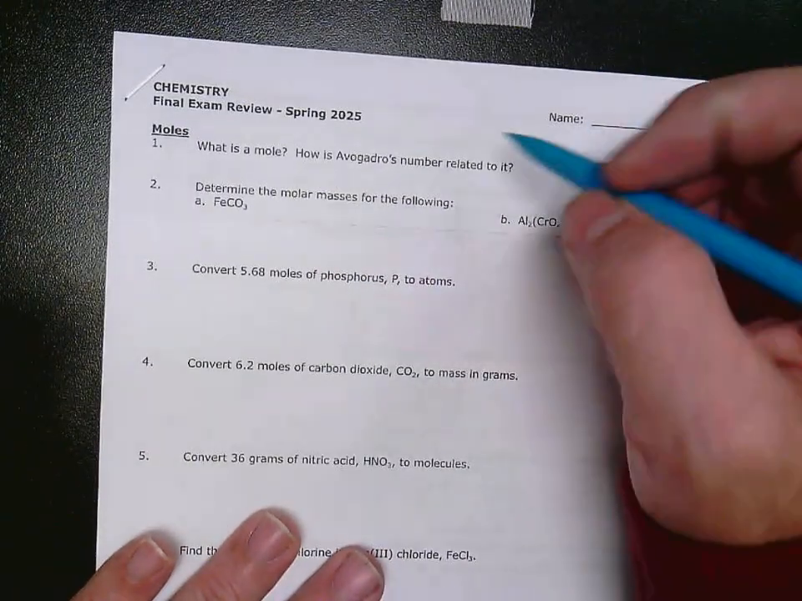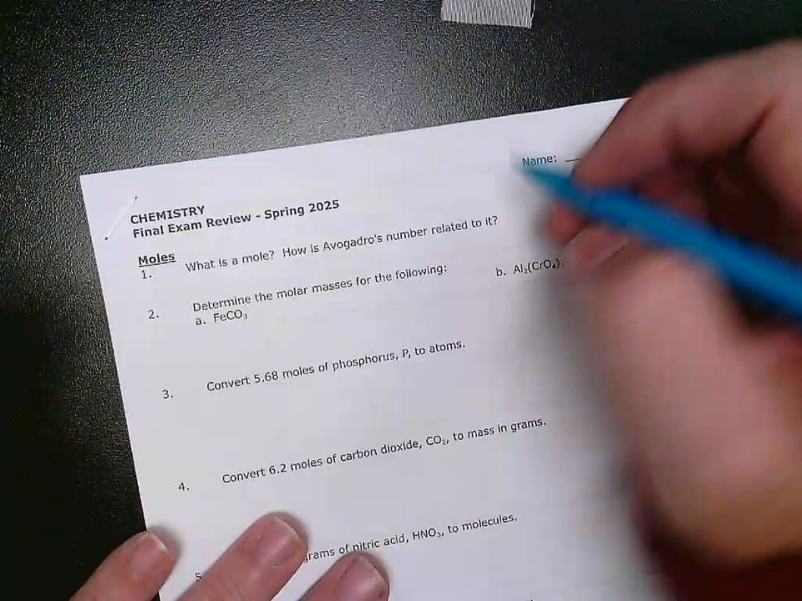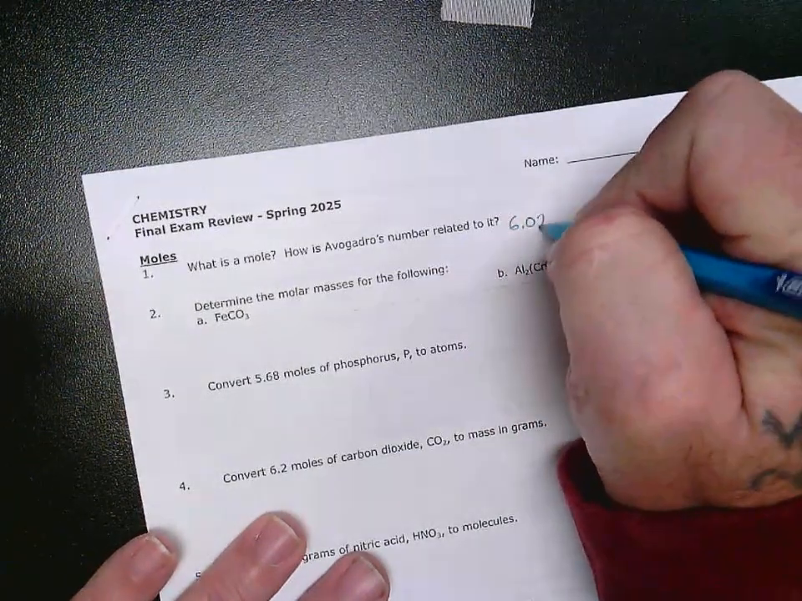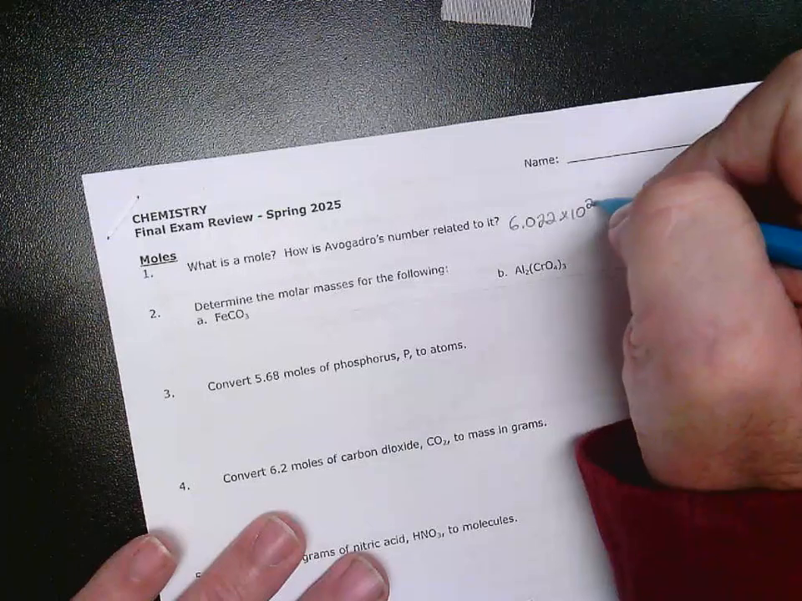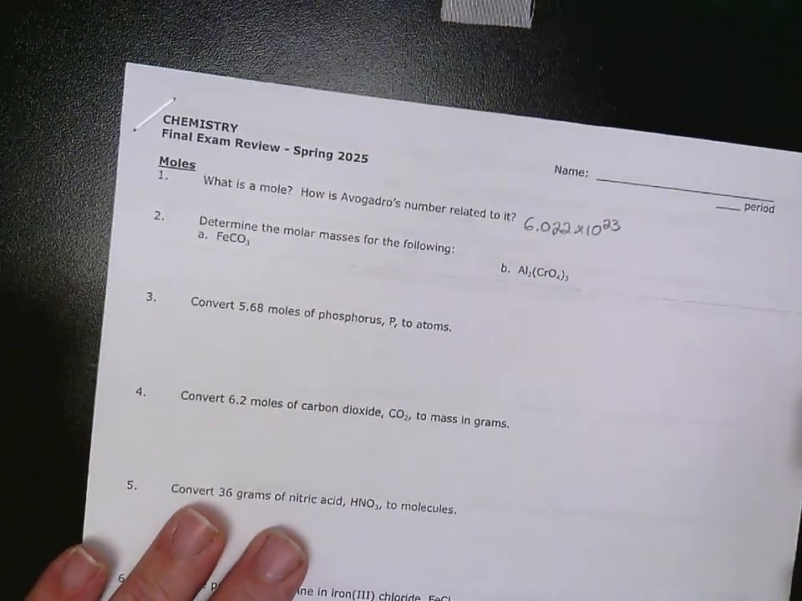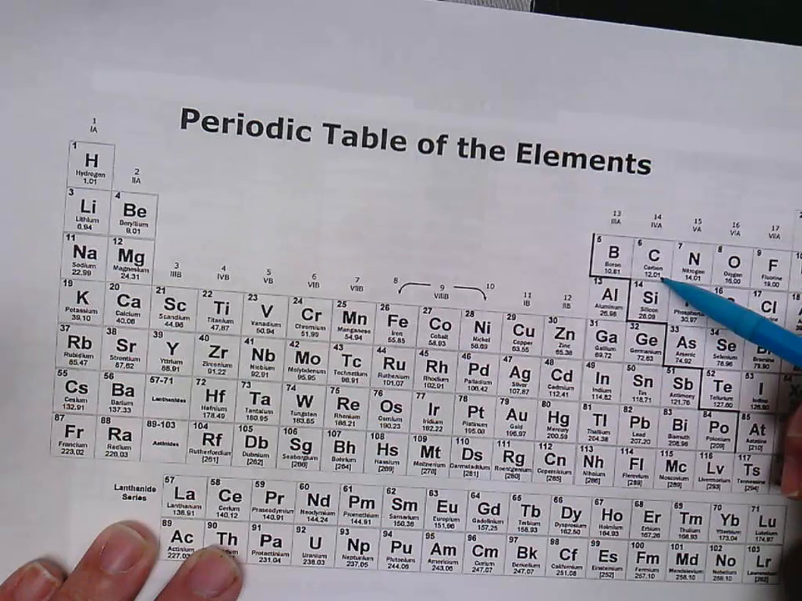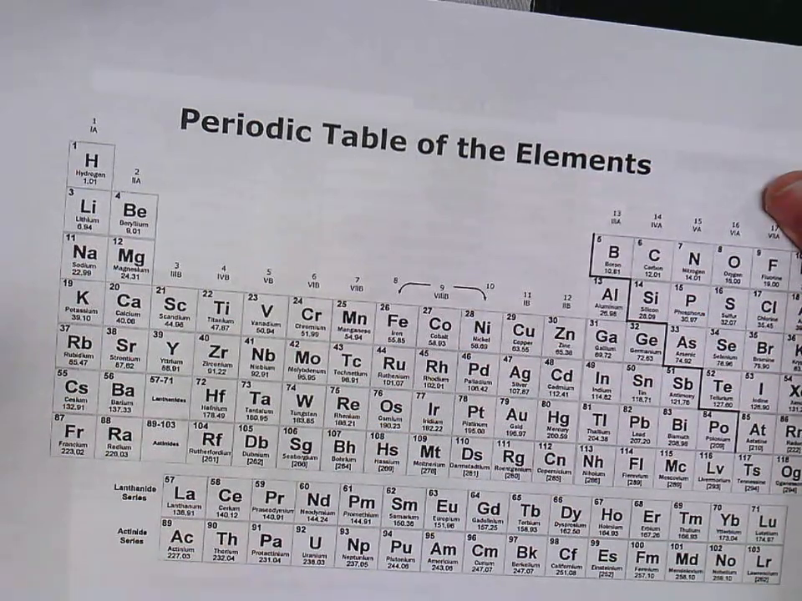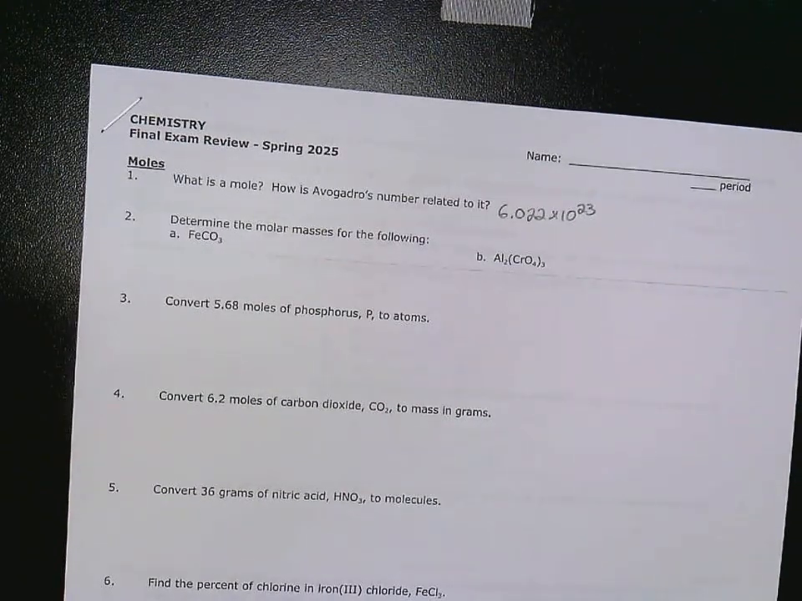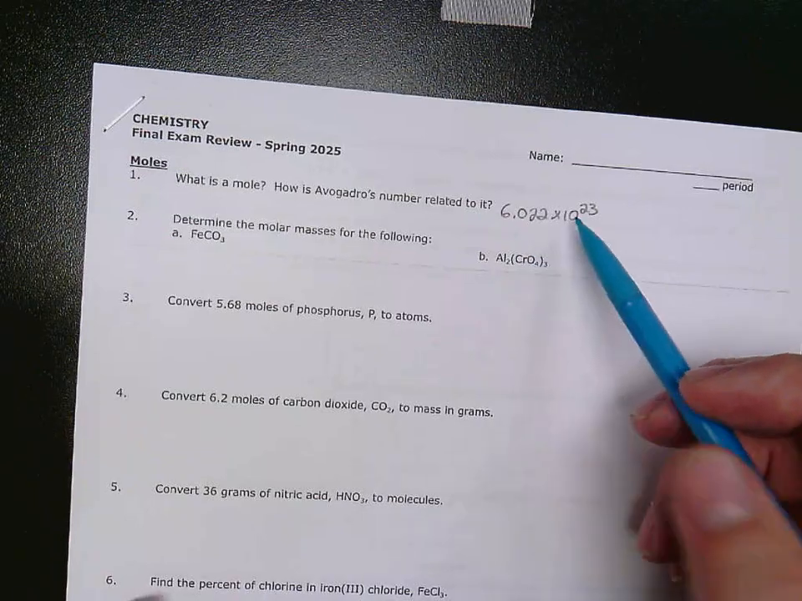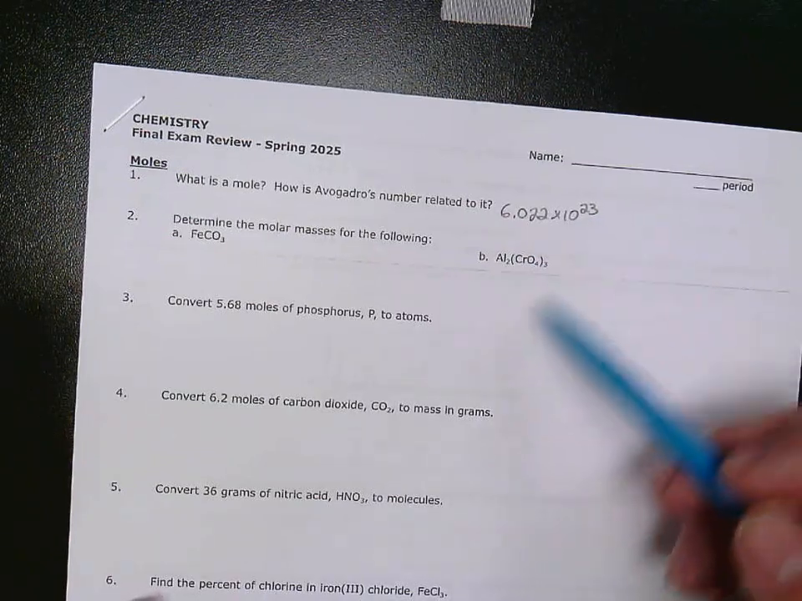What is a mole? How's Avogadro's number related to it? A mole is a number. It is 6.022 times 10 to the 23rd. That's what a mole is. Now, a mole of any substance, like let's say carbon, is 12.01 AMU per atom of carbon, but that upsizes when you use Avogadro's number, so that 12.01 grams of carbon is 1 mole of carbon, but that's still 6.022 times 10 to the 23rd atoms, molecules, whatever.